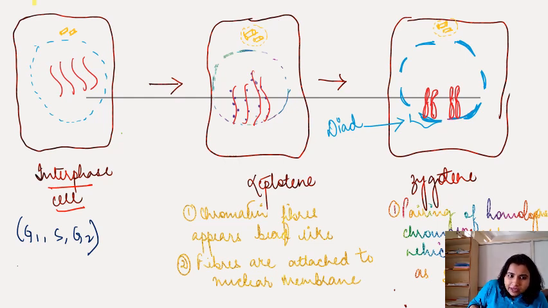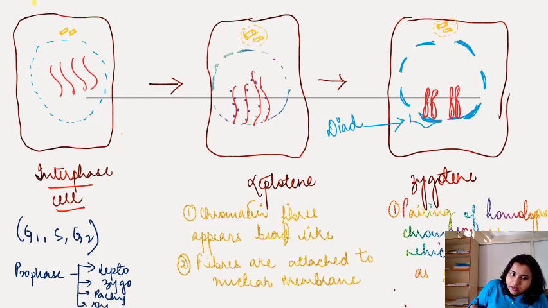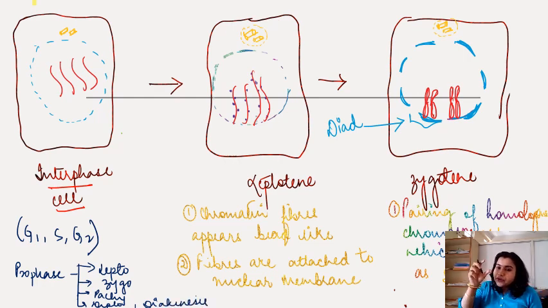See here, I am writing it. Prophase in meiosis 1 is divided into leptotene, zygotene, pachytene, diplotene and diakinesis. These are the phases of prophase 1, and we will be studying each of these phases along with the diagram.